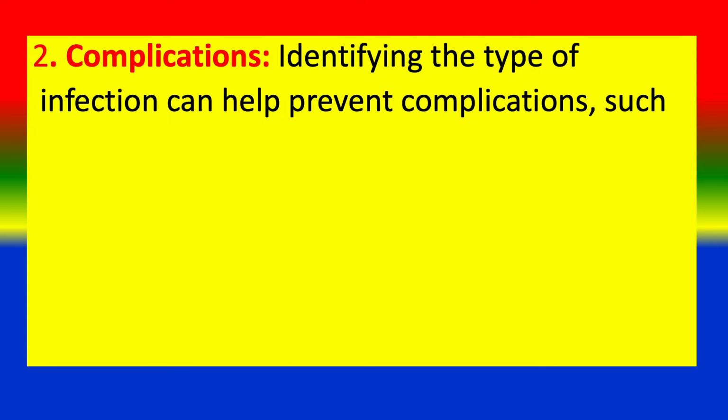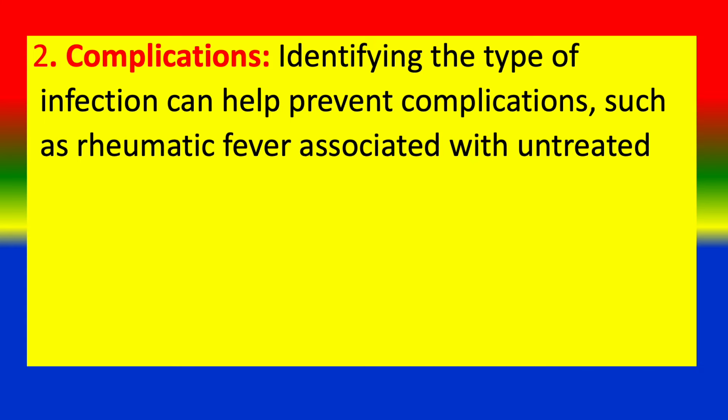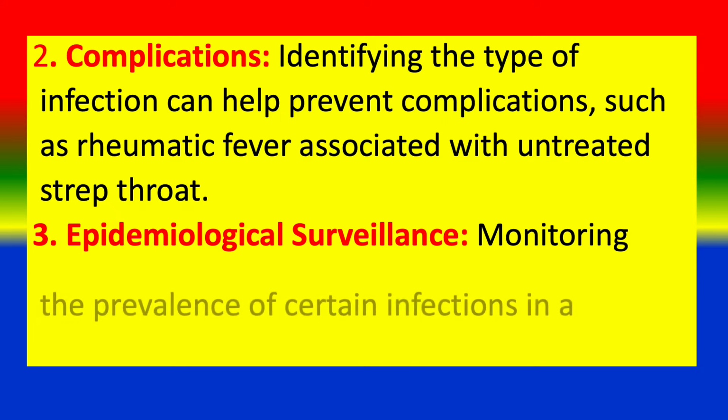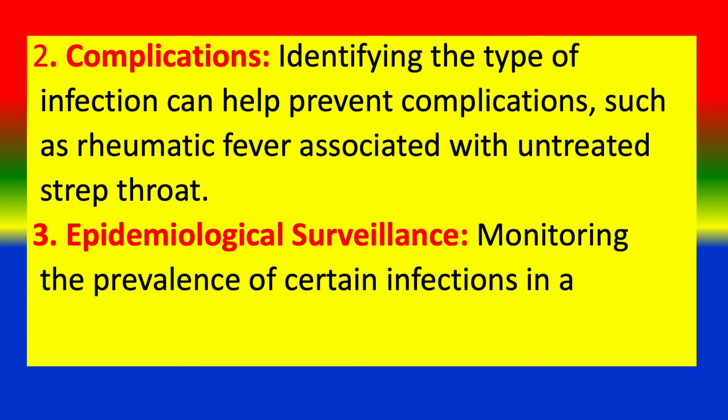2. Complications. Identifying the type of infection can help prevent complications such as rheumatic fever associated with untreated strep throat. 3. Epidemiological surveillance. Monitoring the prevalence of certain infections in a community.